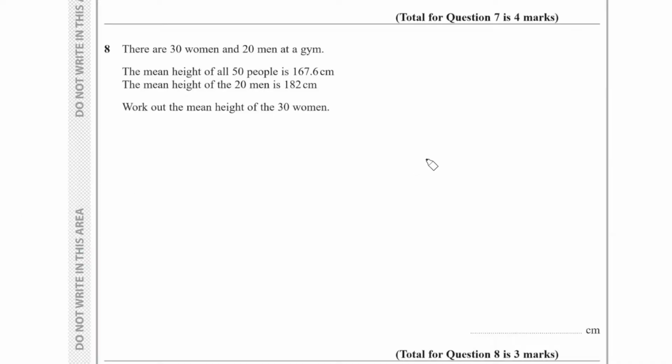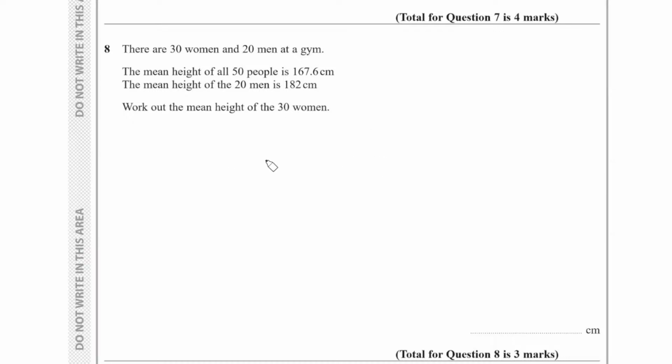Okay, question 8. So there are 30 women and 20 men at a gym. The mean height of all 50 people is 167.6 centimeters. That's all of them, right? So the men and the women. Then the mean height of just the men is 182 centimeters. Work out the mean height of just the women.